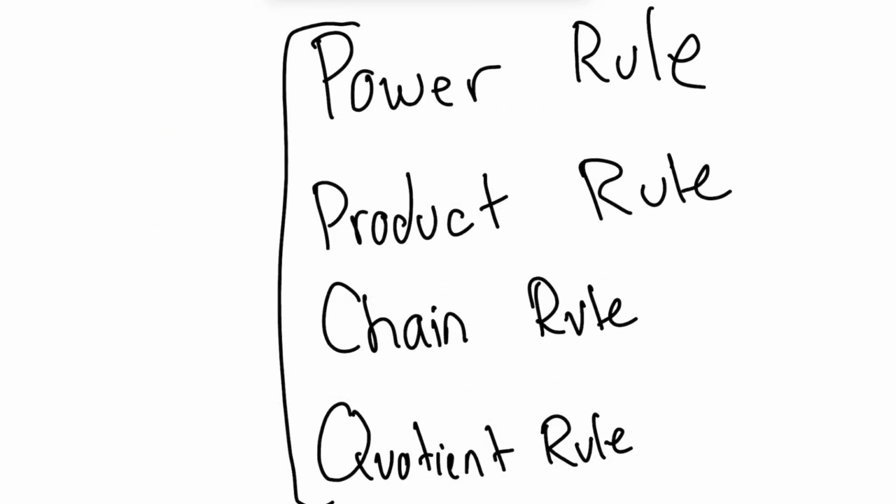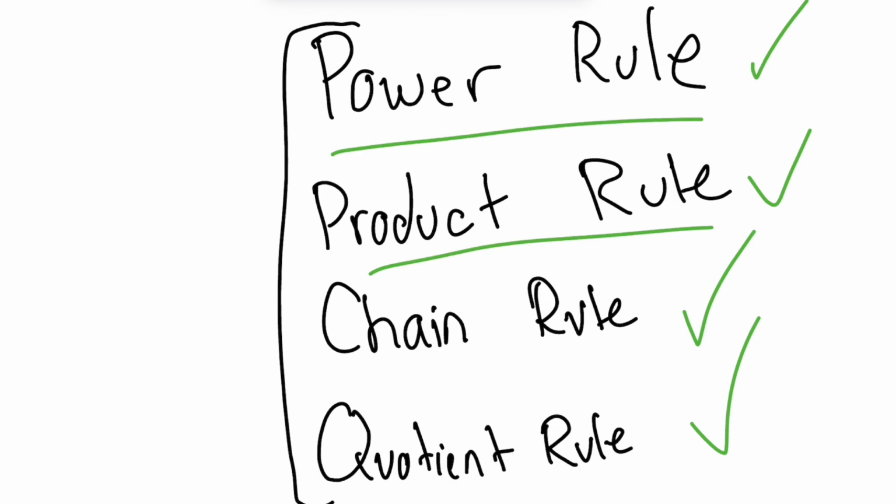And there we go. There are our derivative rules. We have power rule, product rule, chain rule, and quotient rule, and we've gone through exercises for all 4 of them. In the next video, I'll do a bunch of practice problems to work out these 4 rules and apply them together.